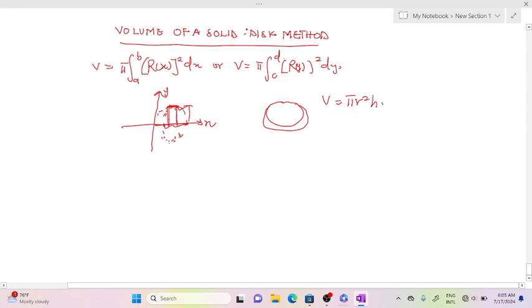In this case, pi is a constant, so it is maintained. But what is our radius? Our function is going to be the radius of our solid figure. Then the height here will be the change in x or the change in y, depending on the axis. The height will be just a short height from here to here. If it's along the y-axis, the height will be a change in y.